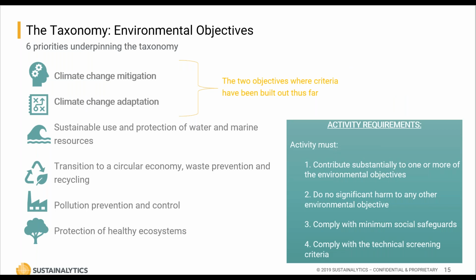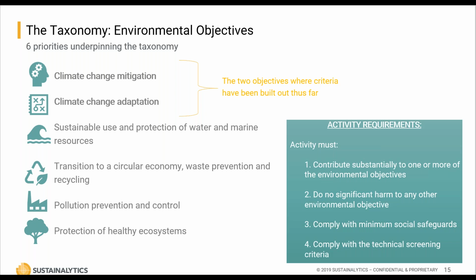As I mentioned, the taxonomy as it stands has 6 environmental objectives. These are climate change mitigation, climate change adaptation, water and marine resources, circular economy, pollution prevention and control, and protection of healthy ecosystems. Two of these objectives have seen criteria built out thus far, and that's climate change mitigation and climate change adaptation.